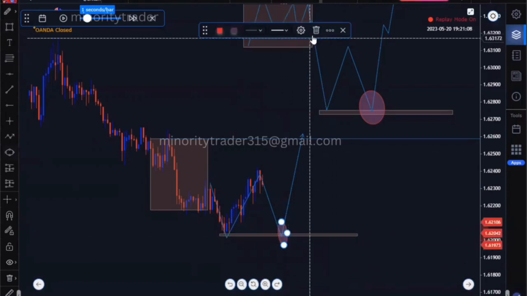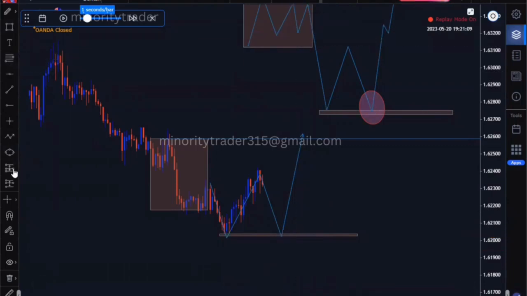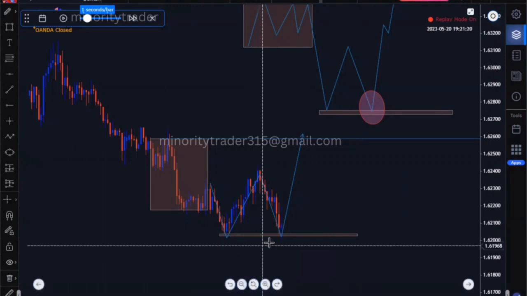Right, so let's wait and see how this one will play out. Right? Price is coming back to those levels there. Right, now look at the timing.